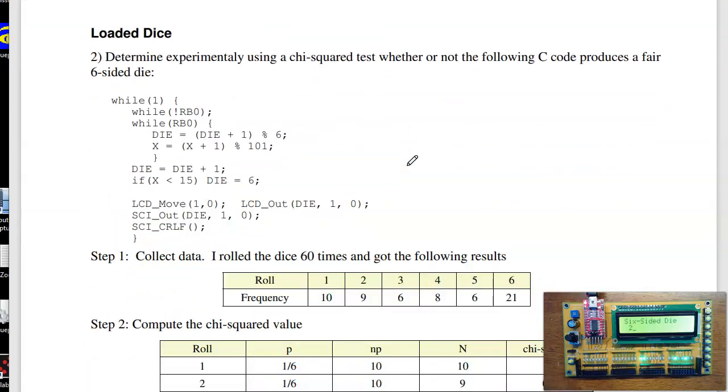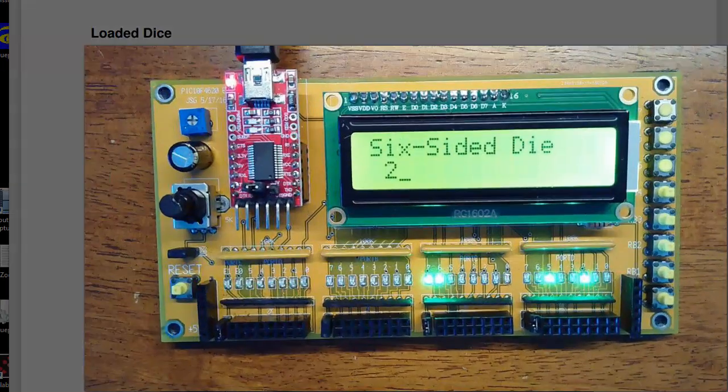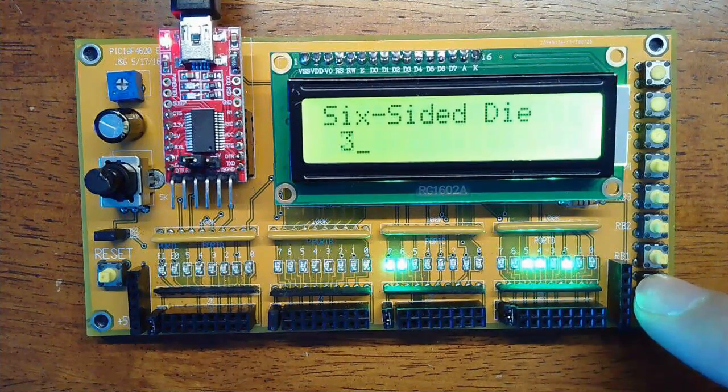Now, I change the program. I can now tell that this is a loaded die because 15% of the time I'm always rolling a 6. The rest of the time it's fair. If I try that, I can sit there and take the code and roll it. So I got a 3, 1, 6, 6, 5, 6. Am I getting too many 6s?